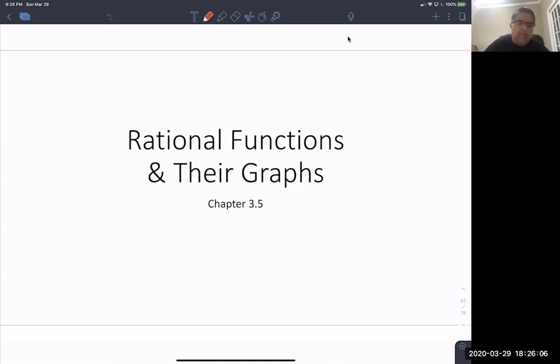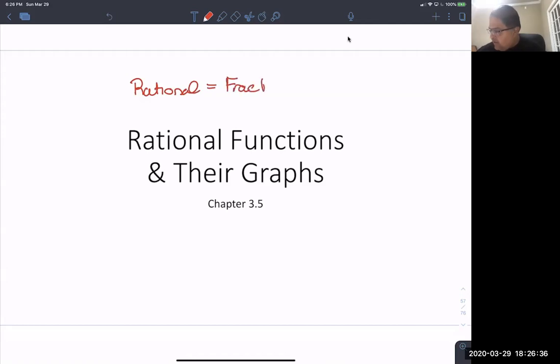Then we're going to talk about how to find the domain of a rational function. And then we're going to talk about how to find the vertical asymptotes or holes, and then horizontal asymptotes. And then we're going to conclude with doing example types. So in mathematics, the word rational is a synonym for fraction. So whenever you see the word rational in math, think fractions.